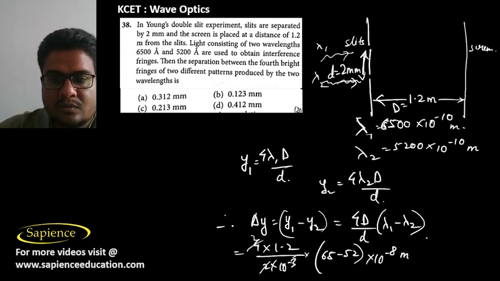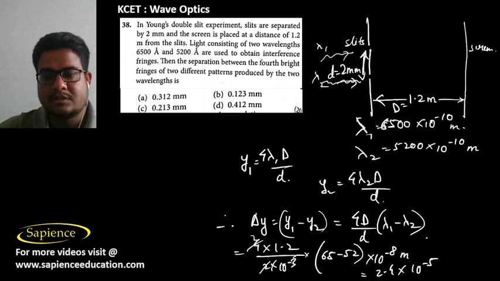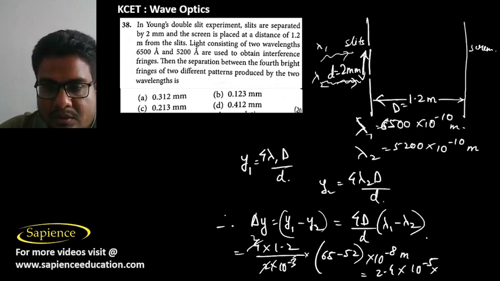So 2 2s are 4. This will be 2.4 into this is 10 power minus 5. That's 3 minus 8. Into this will be 1. This is 13.